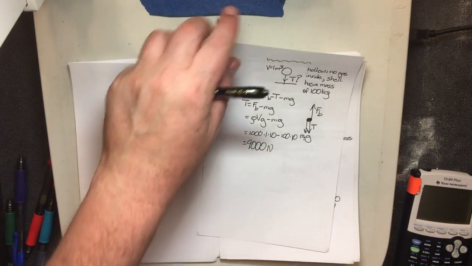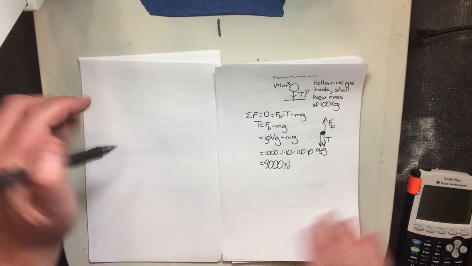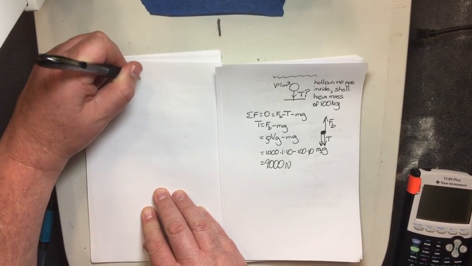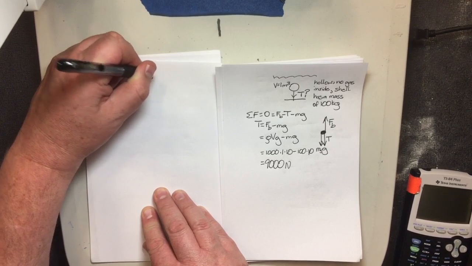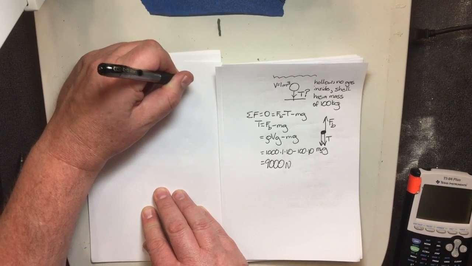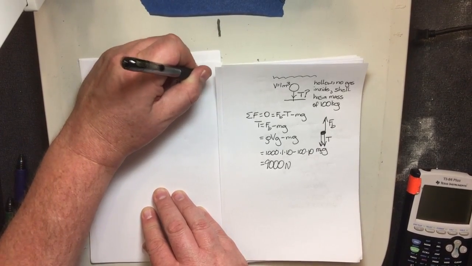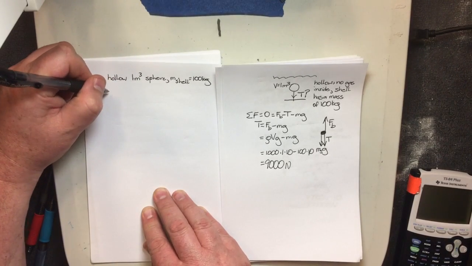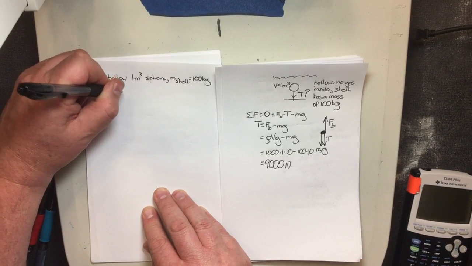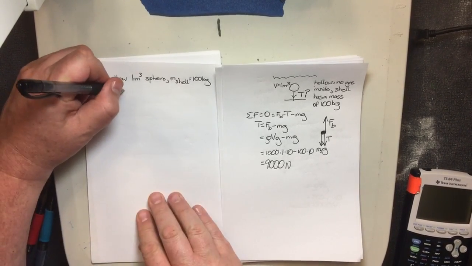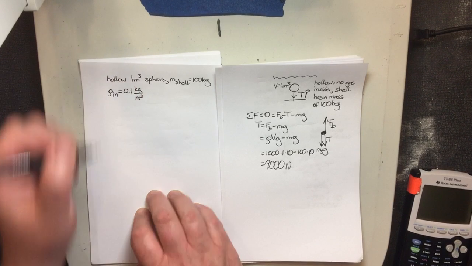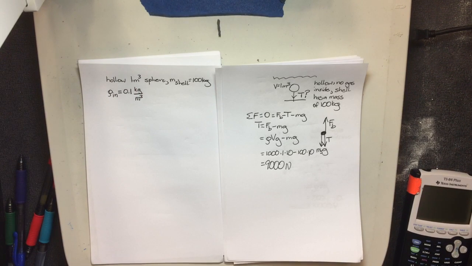Now let's say that we have a hollow 1 cubic meter sphere, the mass of the shell is 100 kilograms. The density of the inside gas is equal to 0.1 kilograms per cubic meter. Basically the density, effectively the density of air.